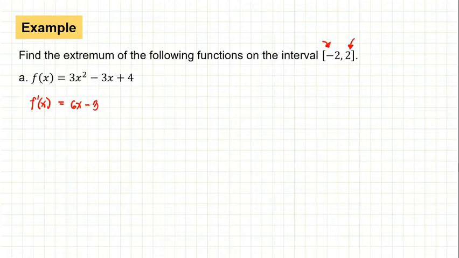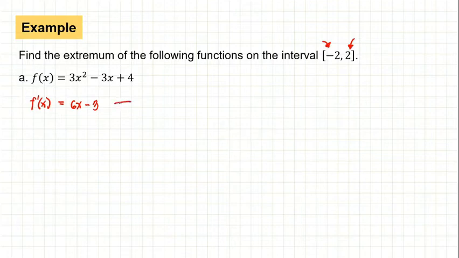Now, according to the definition of a critical point, the critical point occurs when the derivative is equal to 0 or the derivative does not exist. In this case, the derivative always exists because there is no way for our derivative to become undefined here, right? So therefore, we will just consider the values of x that make our derivative 0. So in this case, we will equate the derivative to 0.